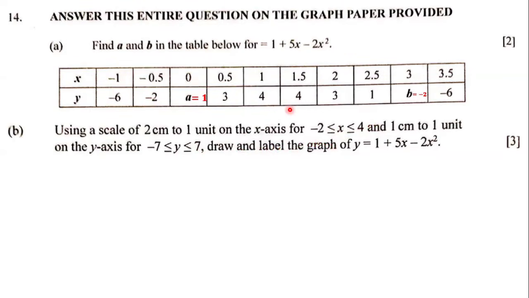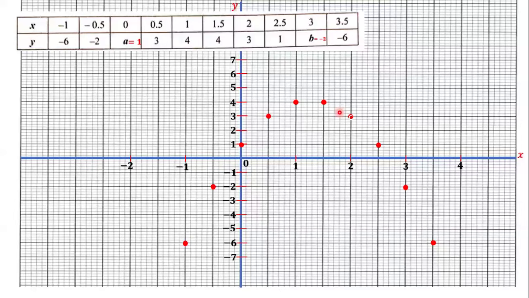So that means that we have to plot these particular points. And so let's plot the points. Our first point is negative 1, negative 6. Next point is negative 0.5 and 2. The next point is 0, 1. The next point is 0.5, 3. Next point is 1, 4.